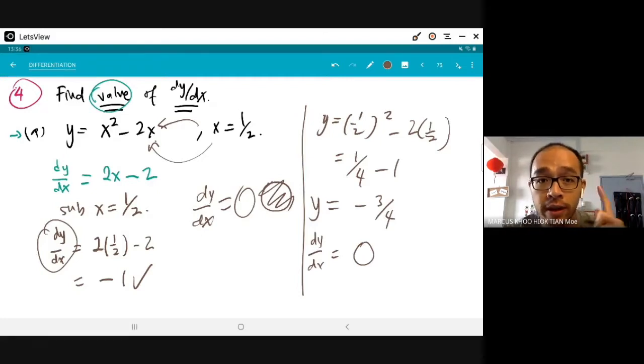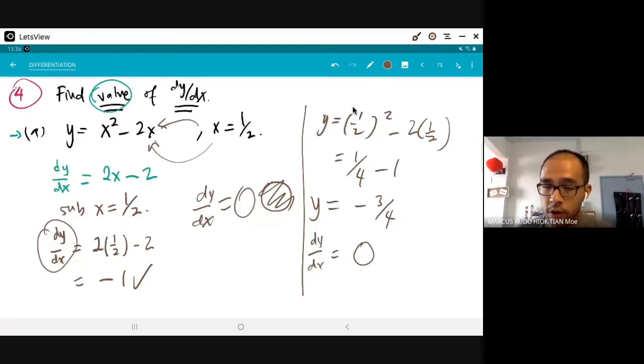Okay, so be very careful. Make sure your order is correct. You always differentiate first, then you sub the x. You cannot sub the x first, then you differentiate. Okay, it doesn't work that way. Okay, clear? Okay, next one, page 44.